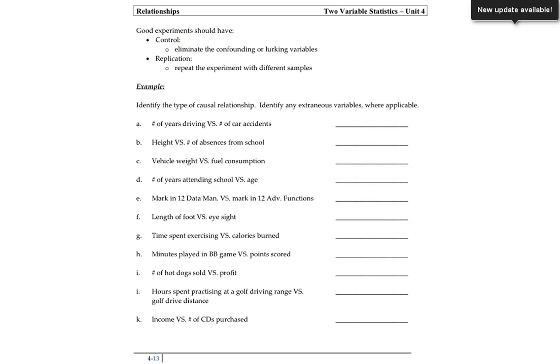Because of all of these extra variables, especially the confounding or the lurking variables, it is important that your studies have two things. First of all, control. What you should try to do as much as possible is to eliminate the confounding or the lurking variables so that you can see exactly what is the independent and what is the dependent variable. Also, replication. Repeating the experiment with different samples will also produce more reliable results.